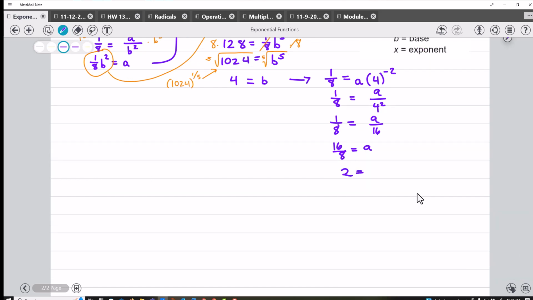So 2 equals a, which therefore our final answer is y equals a that we solved for, b right there that we solved for, and then to the x power. And that's it.